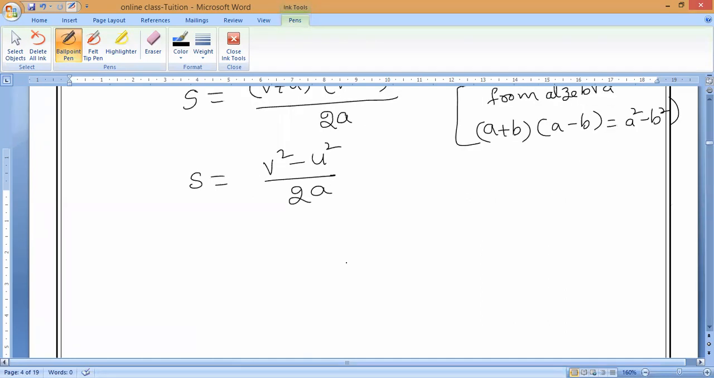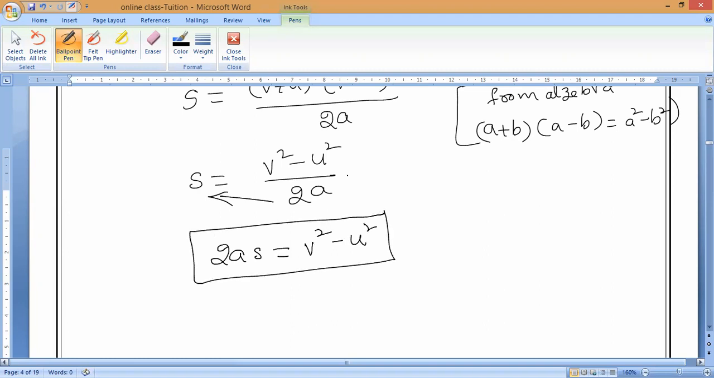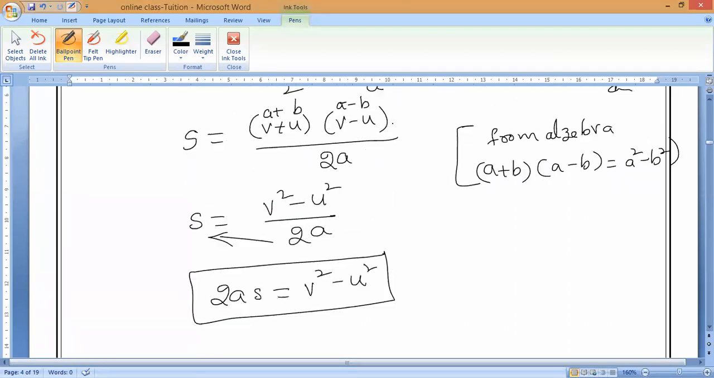Now 2a is in division, it will come to this side and become multiplication. 2a s is equal to v square minus u square. So that is our third equation. Yes or no? So all of you, those who don't know, please solve. Those who already solved, you can verify once.